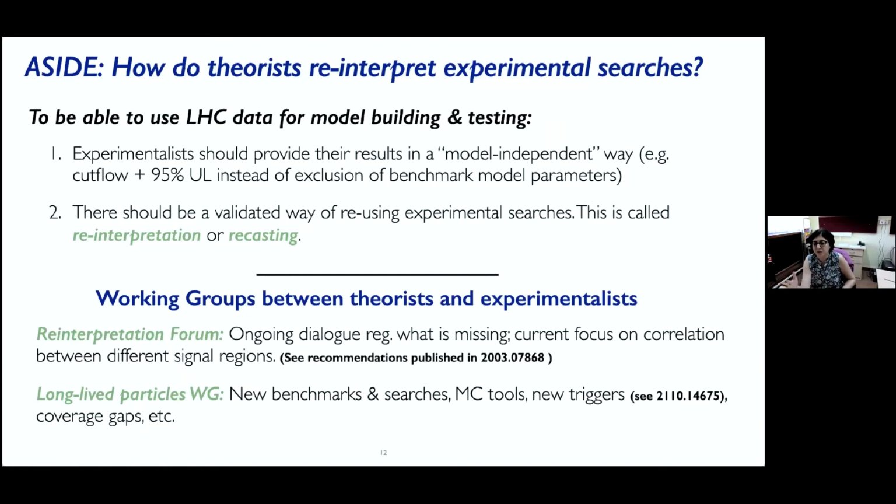So there are working groups between theorists and experimentalists that are working on doing this constantly. One of the main groups that does this is called the Reinterpretation Forum. And last year, we came up with a large list of recommendations of what is missing and what is needed to really preserve all the information in analyses and make them reusable. And of course, now with the ascendance of long-lived particles, we also have a long-lived particles working group that takes care of special issues that come with long-lived particles, because the searches are not standard. So you need a lot more back and forth talk to understand how to reinterpret these searches.